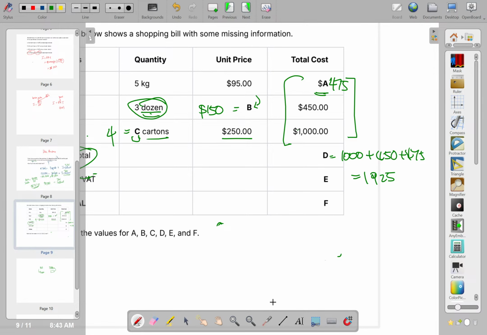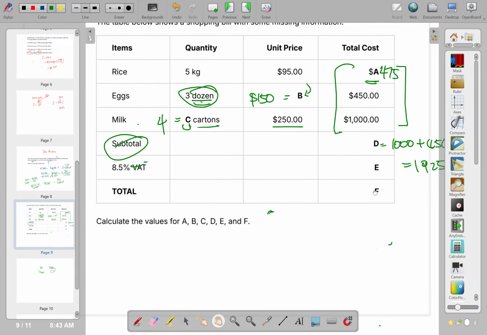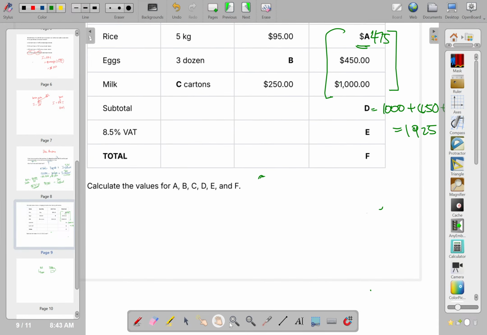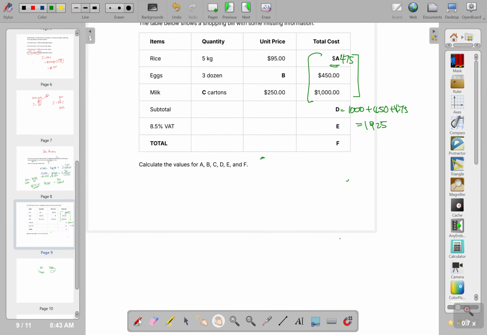Then now we're going to do value added tax next. 8.5% value added tax. So now, can I zoom out? To get the tax, or VAT, remember here, people, a percentage has to apply to something. So 8.5% represents the value added tax. So it is 8.5% of the subtotal, or whatever total you got.